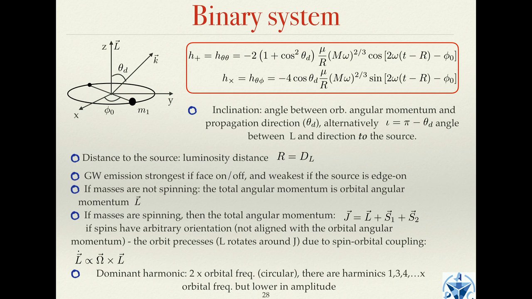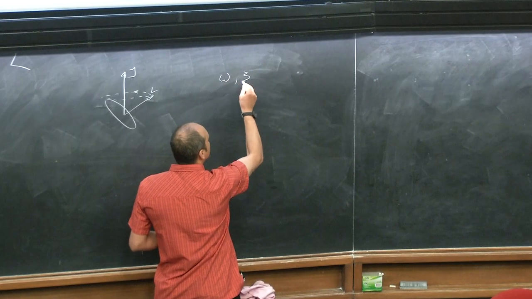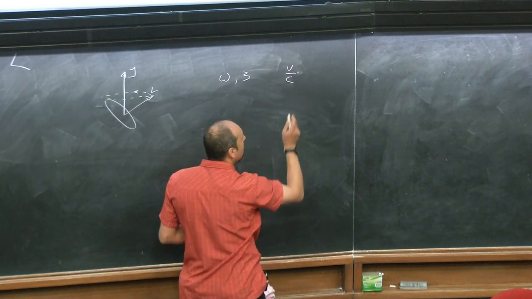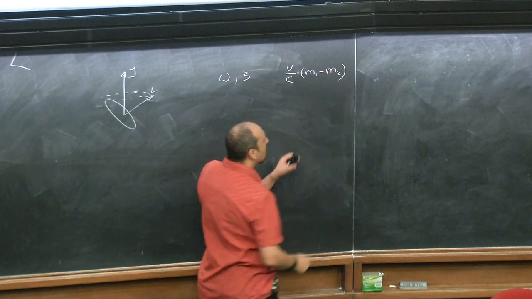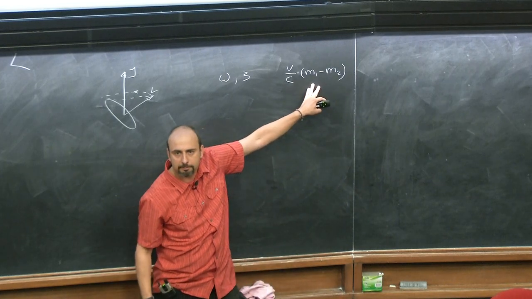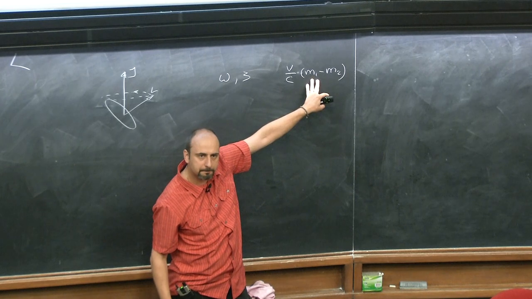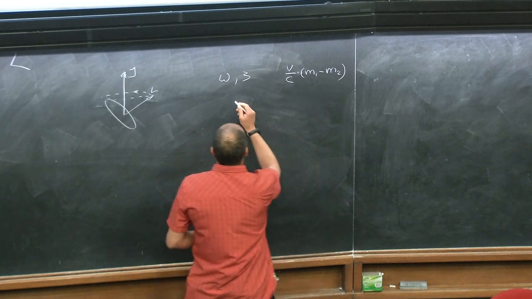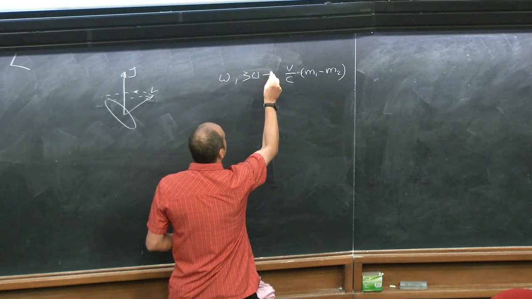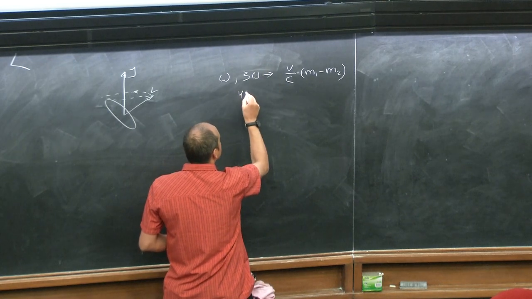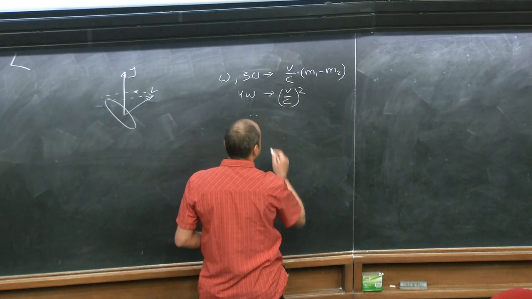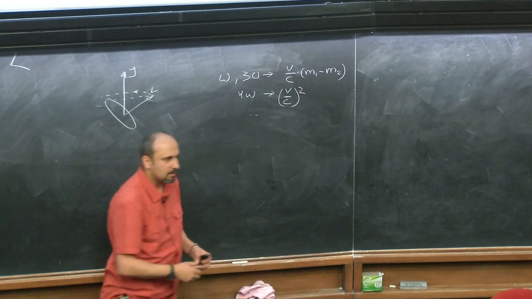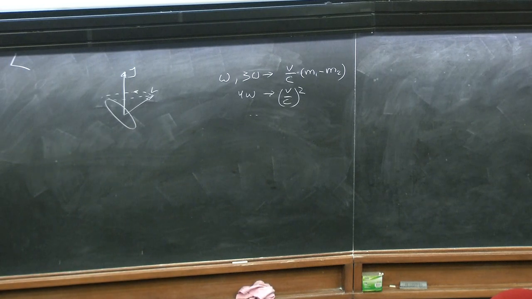If you want, I can write you a little bit. So the first and third harmonics will be suppressed by a factor v over c and m1 minus m2. So if masses are comparable, this is an additional small factor. And then 4 times omega will be suppressed by a factor v over c squared, etc. So the dominant harmonic is really twice the orbital frequency.